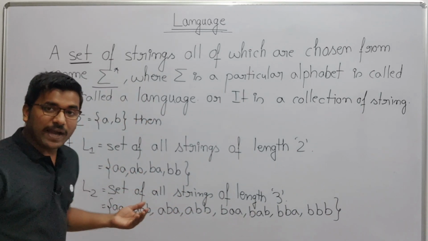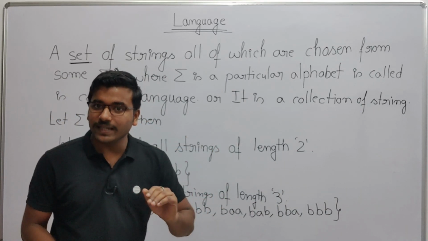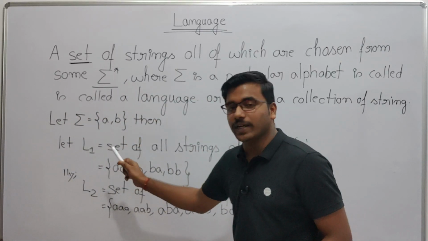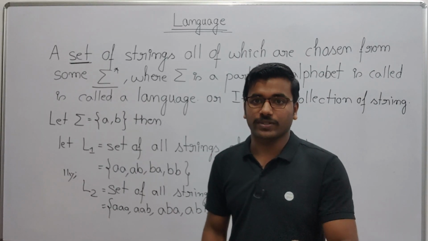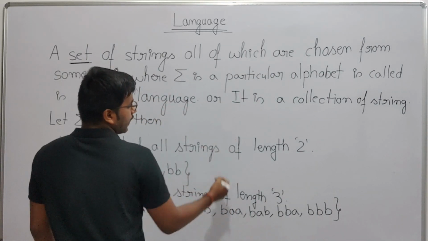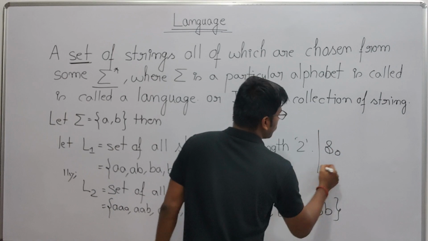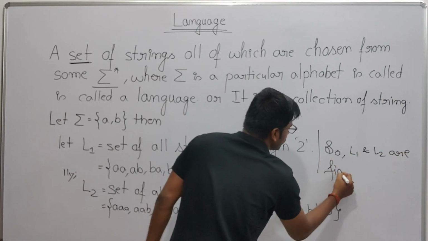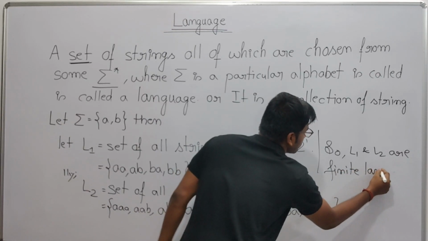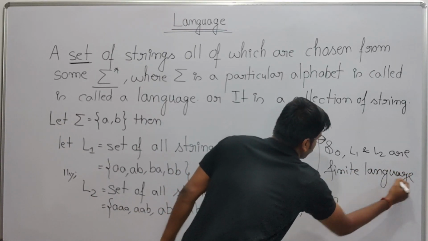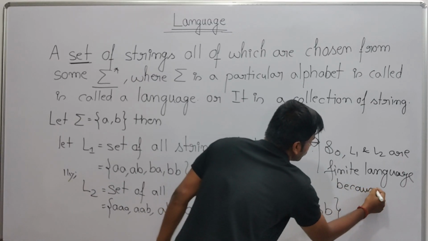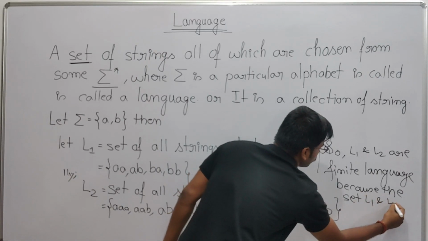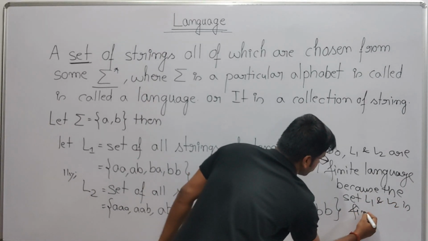Now since the set is finite, we can say that this set is a finite set. So when the set is finite, we can say that these two languages, L1 and L2, are finite languages. Why? Because the sets L1 and L2 are finite.